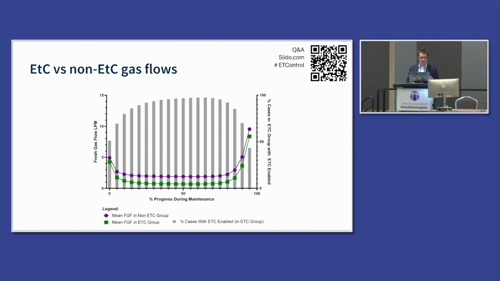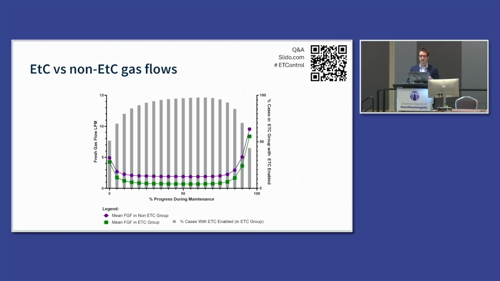Now, this chart is really nice. When you first look at it, it kind of makes your eyes go a bit funny. The grey bars are the percentage of cases with end-tidal control turned on. So what we're doing is we're progressing through maintenance here as a percentage. So the x-axis is the percent of the case that's done. So whether it's a short case or a long case, it looks at how long it took people to turn end-tidal control on. You can see there's a bit of a lag at the start.